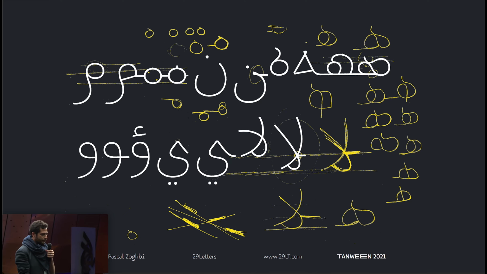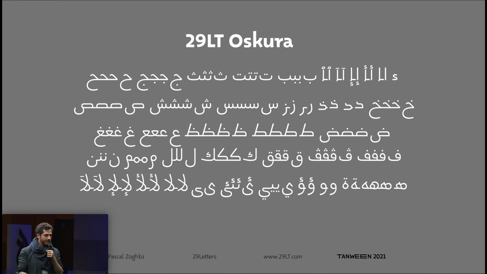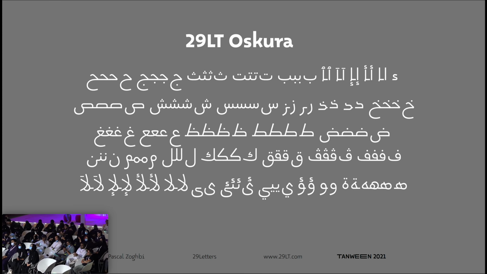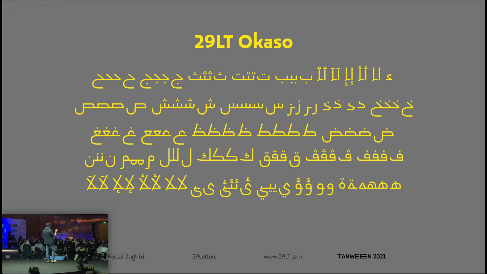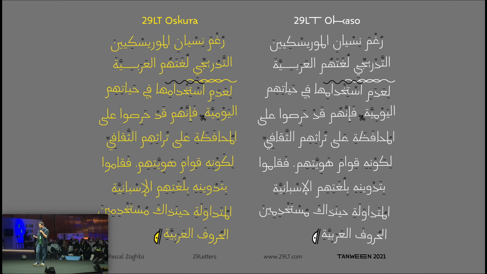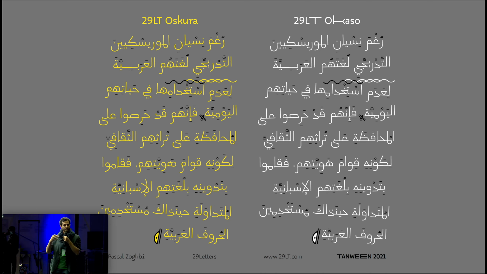Here is the final set of Oskura and Okaso. These are two typefaces. Okaso means sunset or dusk, and Oskura means dark. And we did at the end two versions, one which is more based on geometry and one which is more based on the cursive approach, because we found that these are the two main parts of the script. You can see that they have the same feel and character, but one of them is more angular and the other is more organic or more fluid.